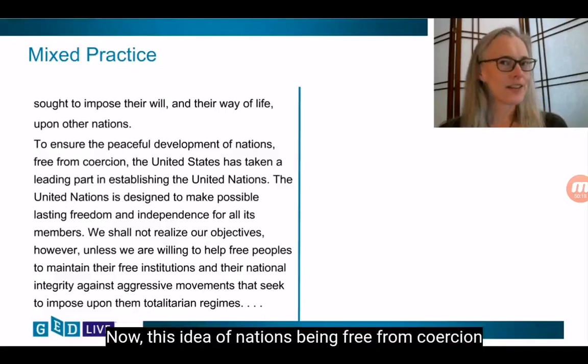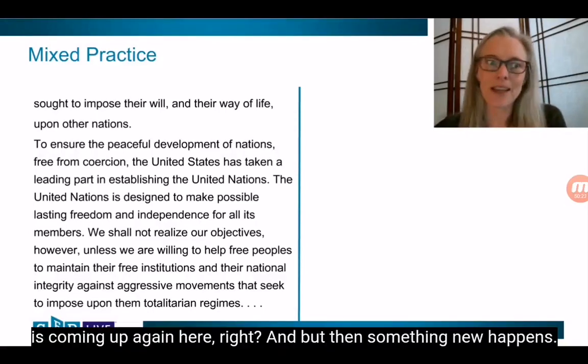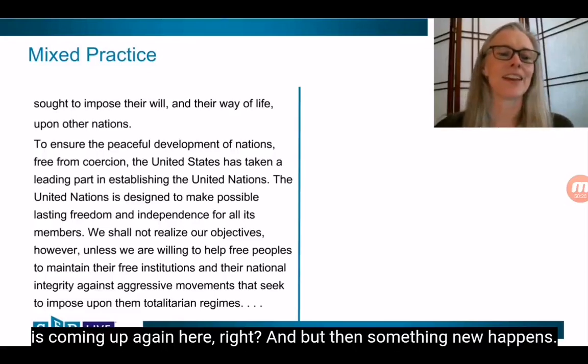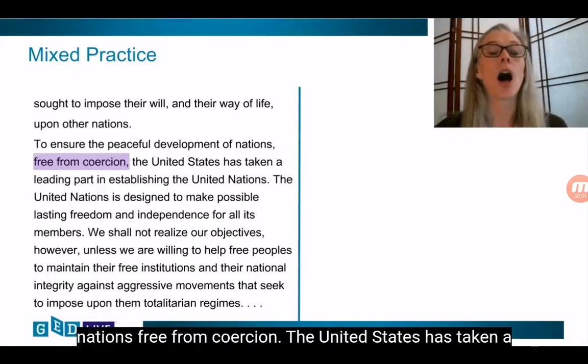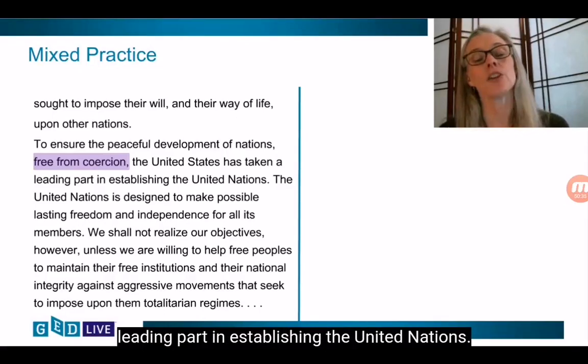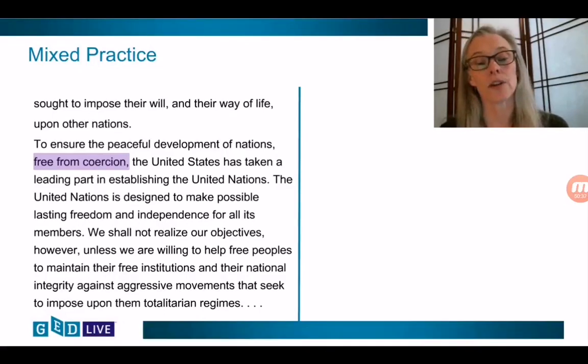Now, this idea of nations being free from coercion is coming up again here, right? But then something new happens, something we haven't heard about yet. Still the idea of keeping nations free from coercion. The United States has taken a leading part in establishing the United Nations.